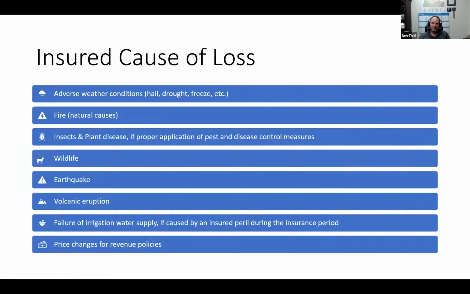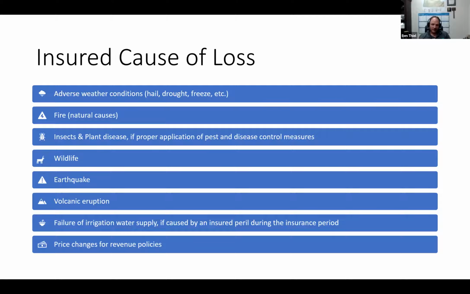So what does crop insurance cover? Crop insurance covers unavoidable naturally occurring events. Crop insurance does not cover events that are man-made, as other forms of insurance might cover those. So again, your property casualty insurance potentially could cover those. On the previous slide, I mentioned that crop insurance is multi-peril. This slide lists those coverable perils.